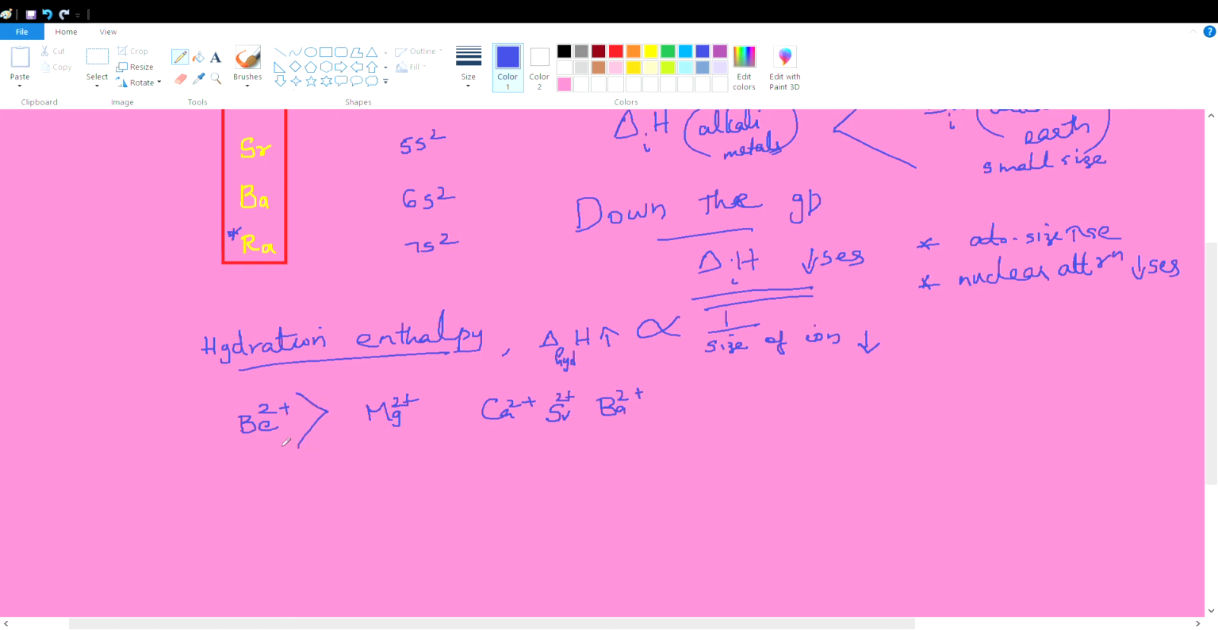Beryllium 2 plus salts are mostly hydrated. More hydrated than Mg2 plus, than Ca2 plus, than strontium 2 plus, than barium 2 plus. This is because ionic size down the group increases. With the increase in the ionic size, hydration enthalpy decreases.